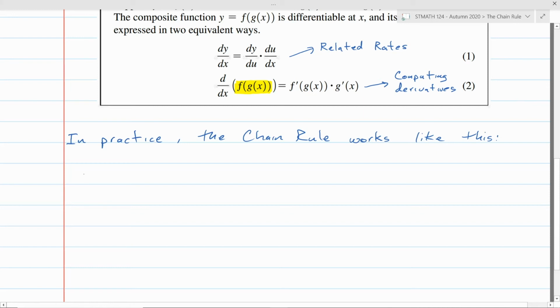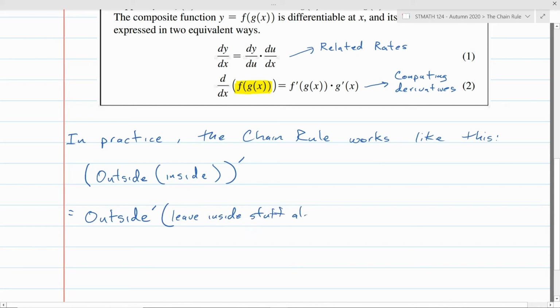It's kind of like this. If I want to take the derivative, maybe I should use prime notation, of some outside function of some inside function, the derivative of outside of inside is the outside function's derivative, but you leave the inside stuff alone, and then you multiply times the derivative of the inside. So something like that.